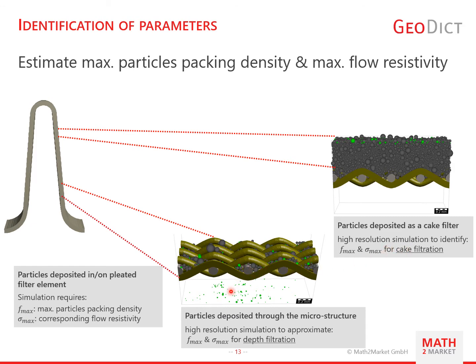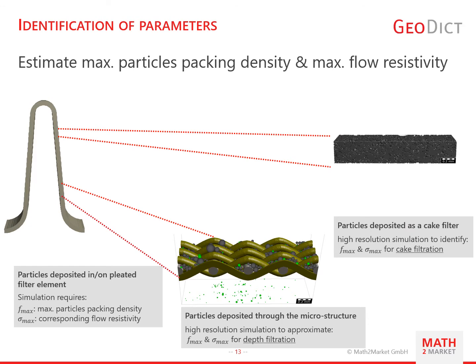So for the depth filtration, when we reach the end of depth filtration regime or a start of a drastic increase in pressure drop occurs, the simulations should be stopped and the F max and sigma max for depth filtration can be defined. And by running the filtration simulation further and then having a filter cake on top of the media, the pure filter cake on top can be cropped and the F max and sigma max for filter cake can also be computed.